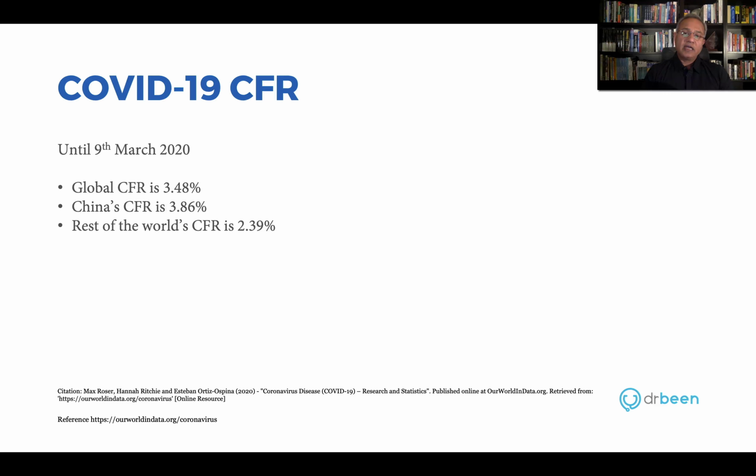Now, COVID-19 CFR until March 9th. So today is March 14th, so this data is up till March 9th. On March 9th, global CFR was 3.48. China's CFR was 3.86 and the rest of the world luckily is 2.39. So China had the highest case fatality rate because they had to handle this without having any example or preparation. And then the remaining countries have a chance to prepare and learn from others. So due to that, the rest of the world is 2.39 and the global average is 3.48, including China and the rest of the countries.